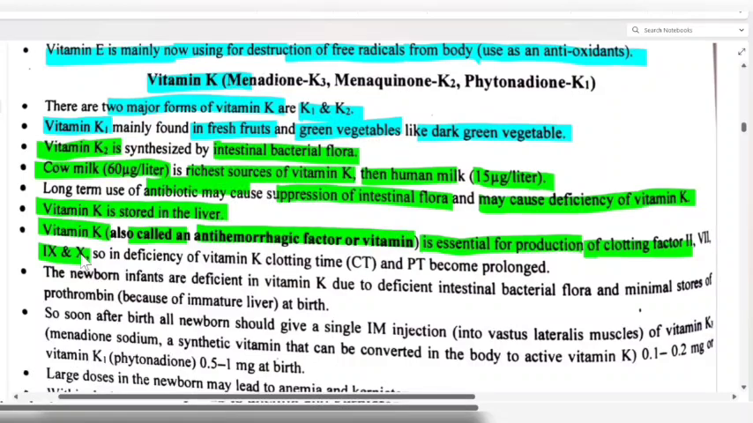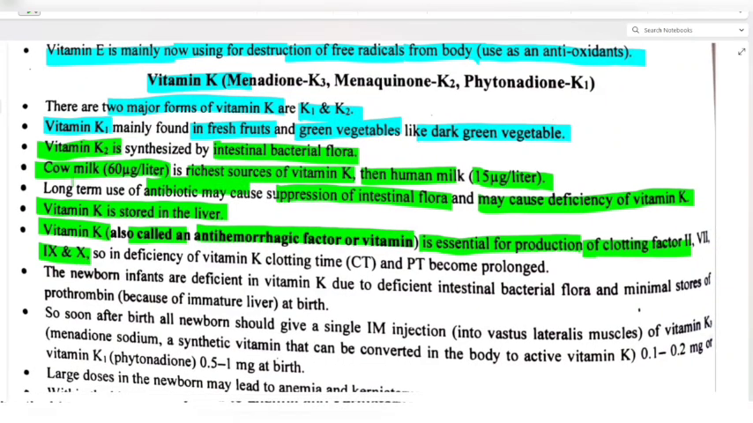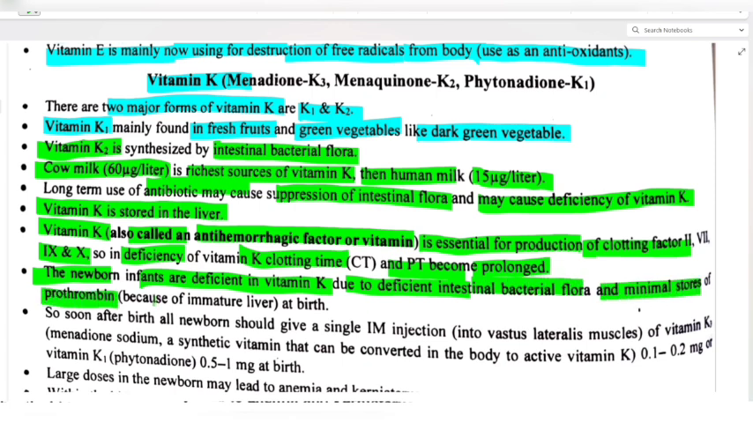Clear? So in deficiency of vitamin K, clotting time CT and PT, that is prothrombin time, become prolonged. Okay, the newborn infants are deficient in vitamin K due to deficient intestinal bacterial flora and minimal stores of prothrombin because of immature liver at birth. That's why in newborn babies we are giving vitamin K. So that's why we are giving, because they have a deficient amount of intestinal bacterial flora and minimal stores of prothrombin because of immature liver at birth.